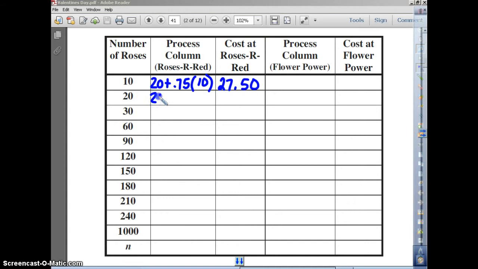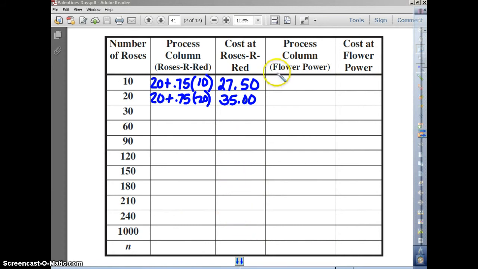Okay? Let's do it for 20 roses. They have a fixed down payment of $20, and then it's 75 cents per rose times 20 roses. Well, if it was $7.50 for 10, it's going to be $15 for the 20 roses. $15 added onto this is $35. So you guys are going to finish doing this column here on your own. I've got it started for you. I know you know how to finish this out. If you want to use a calculator on this, I will let you do that.